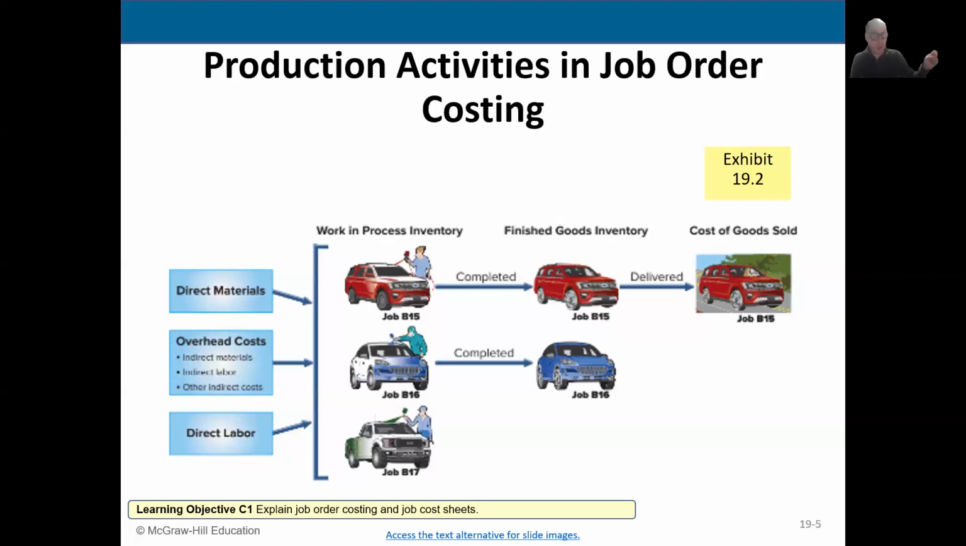You'll notice that we track each individual customer order using what we call a job order cost sheet, and we track the process. We track all the costs as it moves from raw materials to work in process to finished goods, and then eventually cost of goods sold. We add up all those costs using a job order cost sheet. I'll show you what it looks like, but I just want you to understand the physical flow.